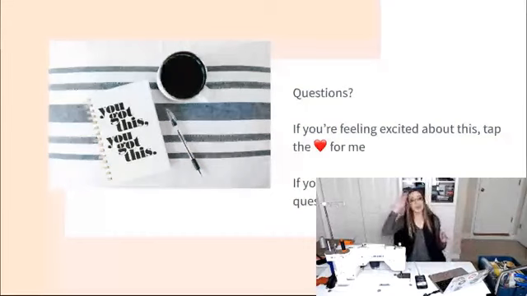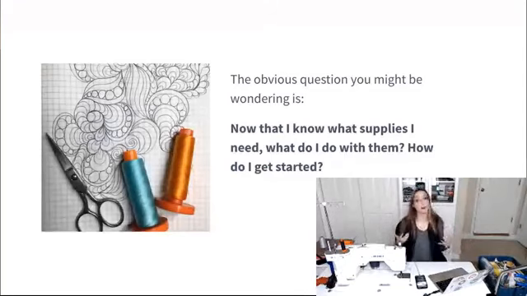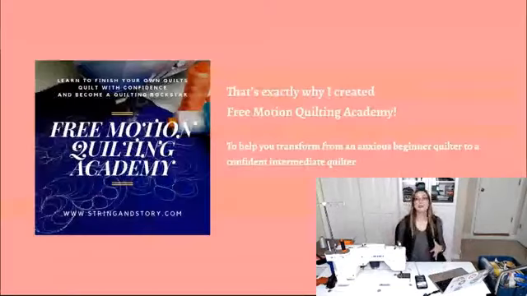So the obvious question now is, okay, now that I have the supplies and I'm owning that I want this and I'm recognizing my deep desire to learn how to free motion quilt, my deep desire to become a quilting rock star, how do I do that? And as you probably know, if you've been around here for a hot second, if you're new, welcome. That's exactly why I created Free Motion Quilting Academy.